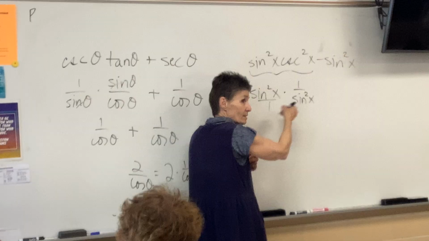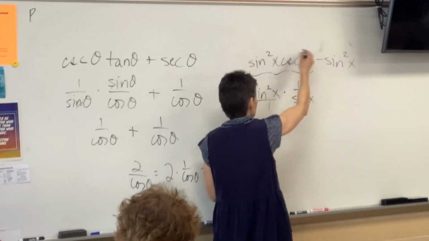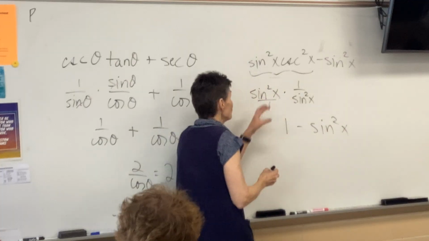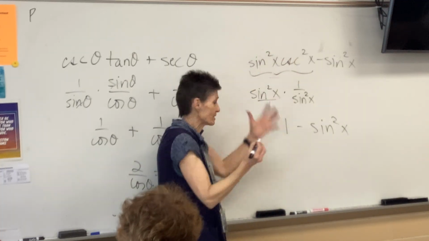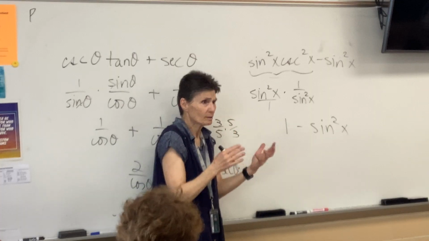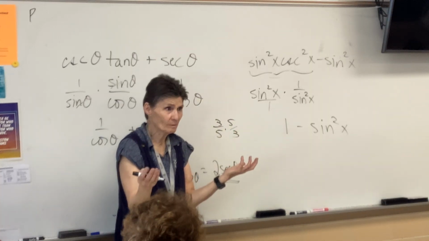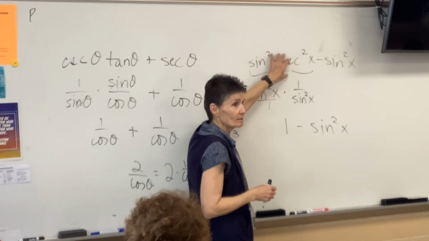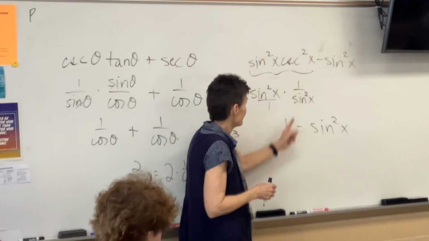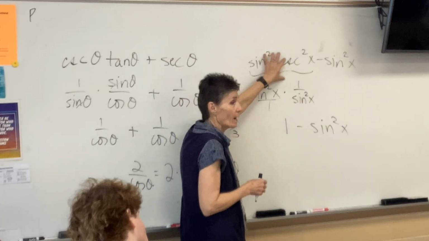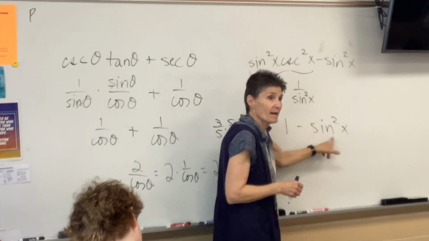Right, don't these two cancel? So these make a 1. Anytime you multiply reciprocals, think about it: 3/5 times 5/3. When you multiply reciprocals, don't they cancel? These are reciprocals of each other. So when they multiply, they're just going to make a 1. So now this is 1 minus sine squared.